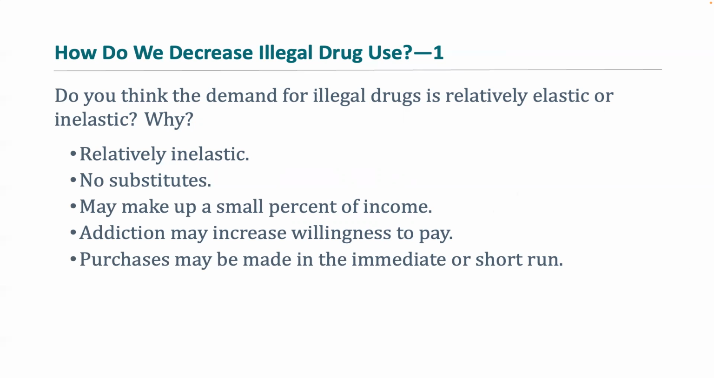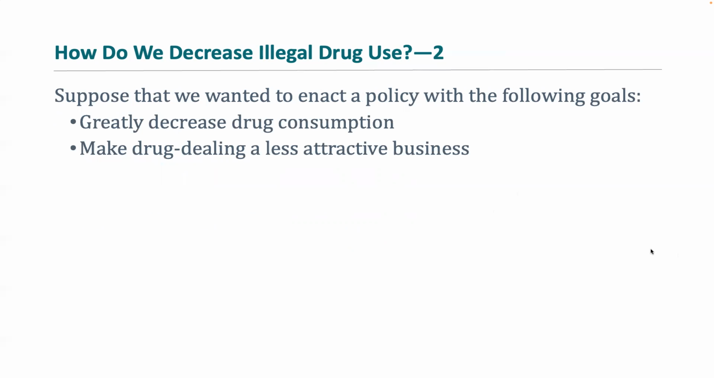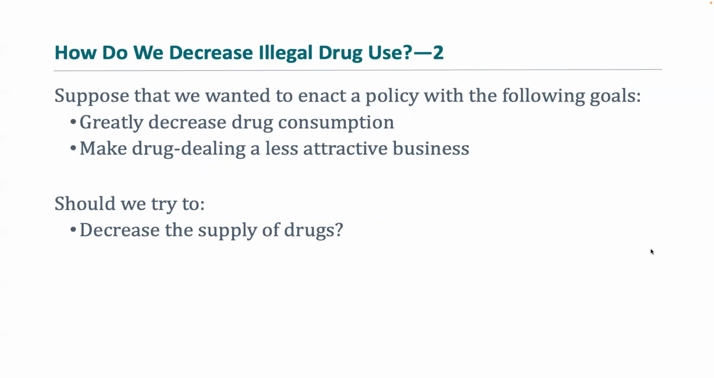So, how can we decrease this? Well, if we wanted to enact a policy that had the following goals of decreasing drug consumption and making drug dealing a less attractive business, we want to know if we should try to decrease the supply of drugs or to decrease the demand for drugs. To decrease the supply of drugs, we would have tougher laws for drug dealers and maybe hire more police enforcement. And to decrease the demand for drugs, we would maybe look into drug education programs or offer some type of legal substitute activities that would decrease that drug demand.